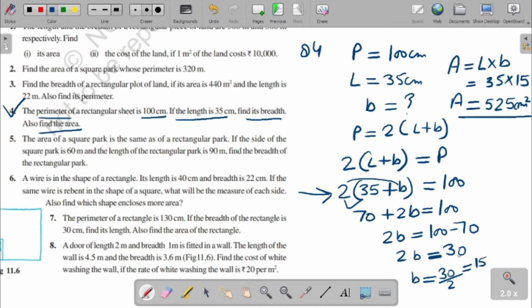Okay, so in question number 4, we have calculated B equals 15 in the first part, that is the breadth. Second, the area. Here we have calculated the area, that is 525 centimeter square. Okay, so this is question number 4. Now we move to question number 5.